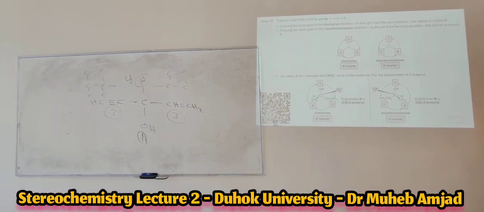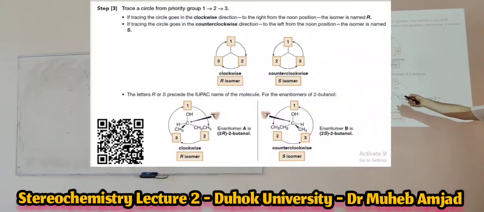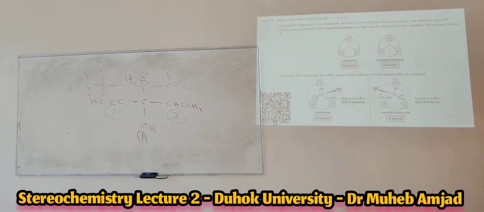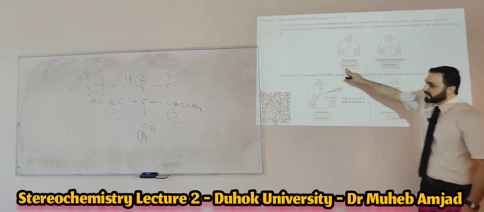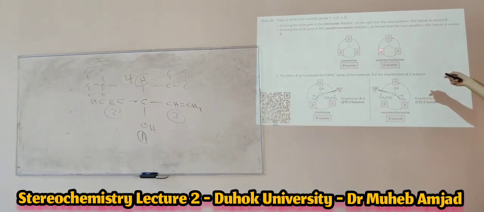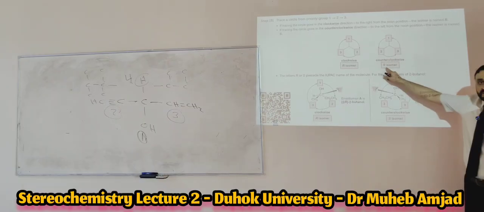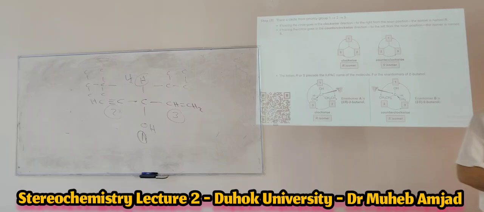So, the letter R or S precedes the IUPAC name of the four enantiomers of butanol. So, if the direction of the circle is clockwise, it will be what? R isomers. It will be R isomers. If the direction of the circle is counterclockwise, it will be what? S isomers. That's it: S isomers, R isomers.